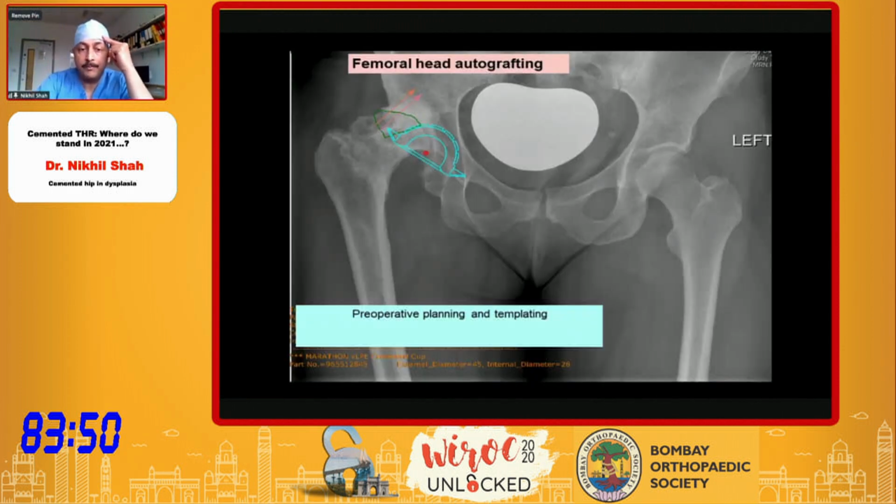So this is the way you can plan the case. With digital templating, or if you have got the old-fashioned paper templating, that is also fine. Try and figure out where the teardrop is and where the cup is going to sit, and then try and figure out how your femoral head autograft is going to go, how the screw positions are, and the problems with any femoral canal.